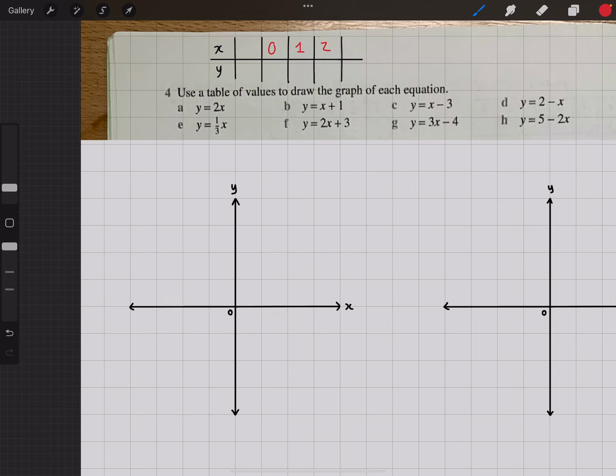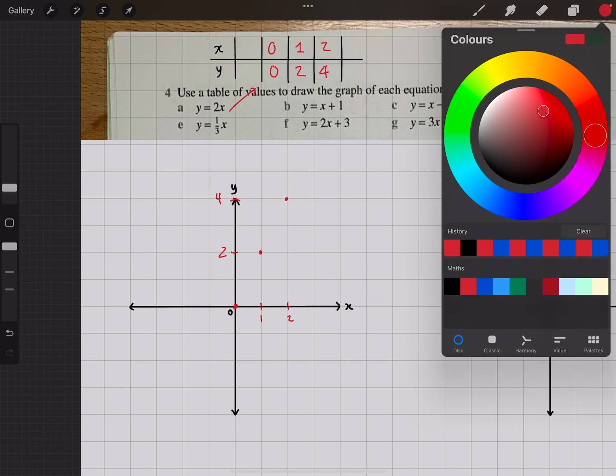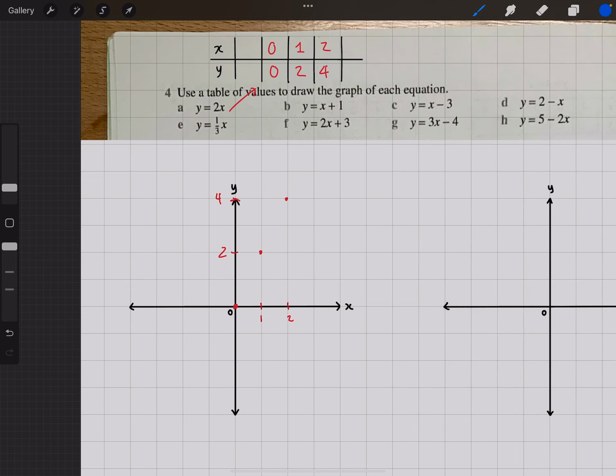So when x is equal to 0, y is equal to 0. When x equals 1, y is equal to 2. And when x equals 2, y equals 4. So let's plot the points. Here's your x equals 0, y equals 0, which is right here. When x equals 1, y equals 2. So here's 1 and here's 2. There's another point. When x equals 2, y equals 4. There's your 4, there's 2. Draw the line, which will look like this.